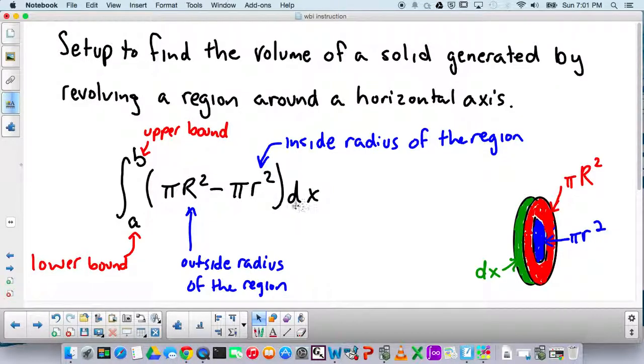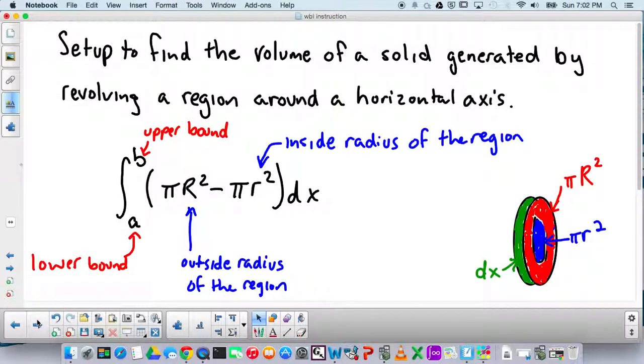And then we're going to multiply by dx, because dx is going to be the width, or the height, of the cylinder. And the more washers we use, the closer that distance is going to be to 0. And if we use infinitely many, that dx is going to approach 0.